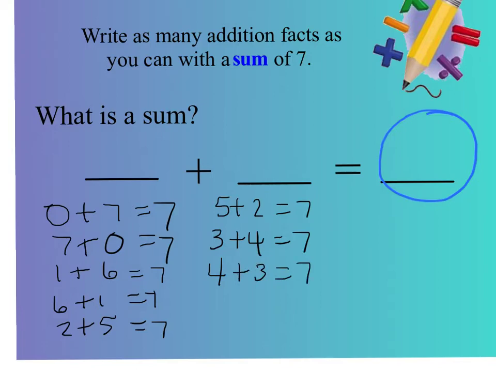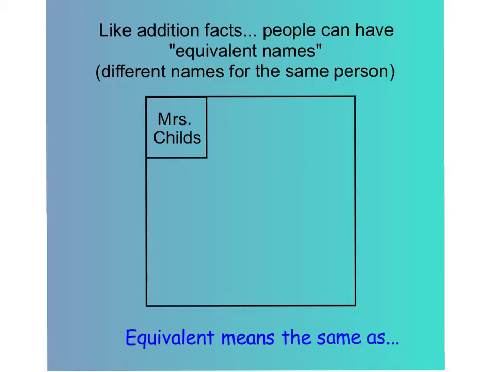So these are the facts that have a sum of 7. And what you'll notice is that while the facts are all different, they all have the same exact sum. Just like addition facts have the same answer, I want you to think about this. People can have the same name. This box here is a name collection box, and in the corner is my name, Mrs. Childs. Are there other names that people might call me?